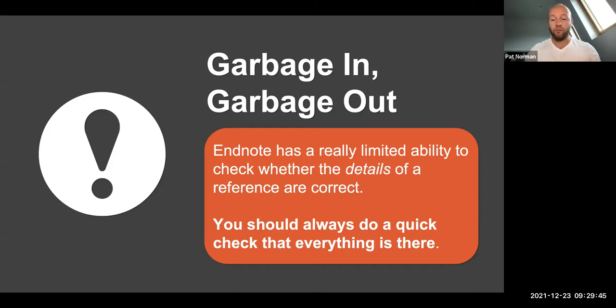Now in reputable library databases like Taylor and Francis or Scopus or Web of Science, it's generally not a problem. But if you're using something like Google Scholar, which uses algorithms to generate these references, it's a good idea to check it just quickly before you move on. So after you've imported it.